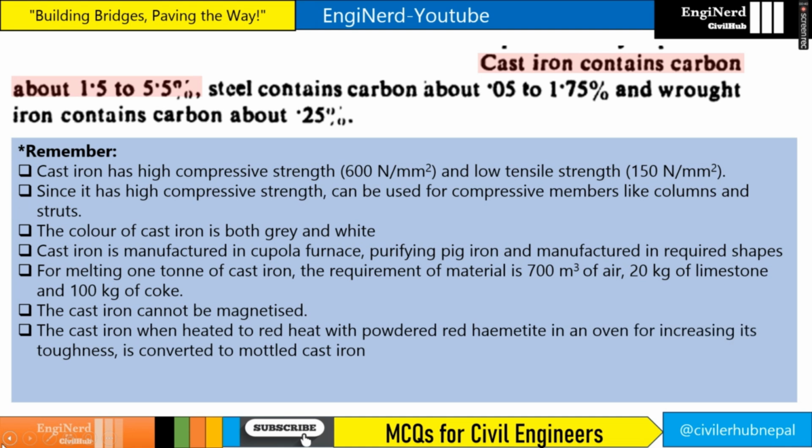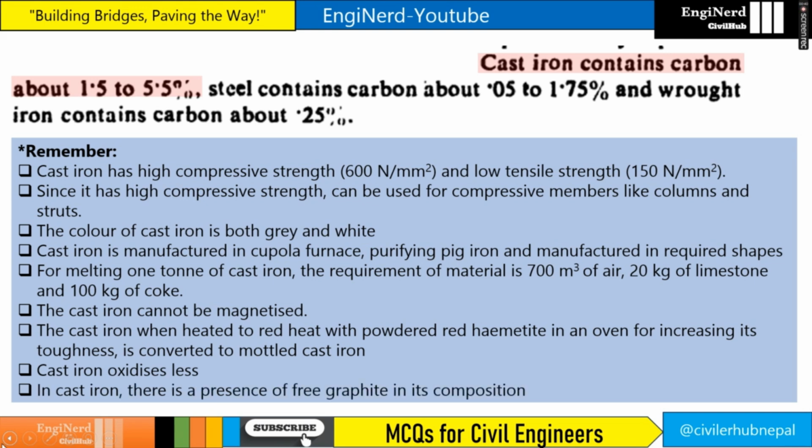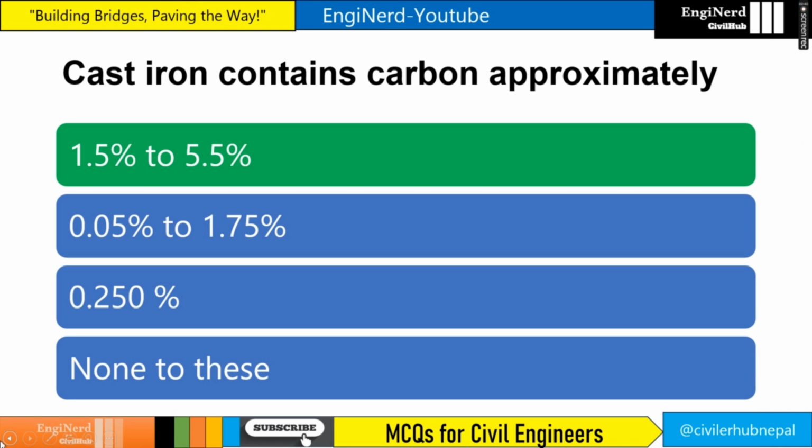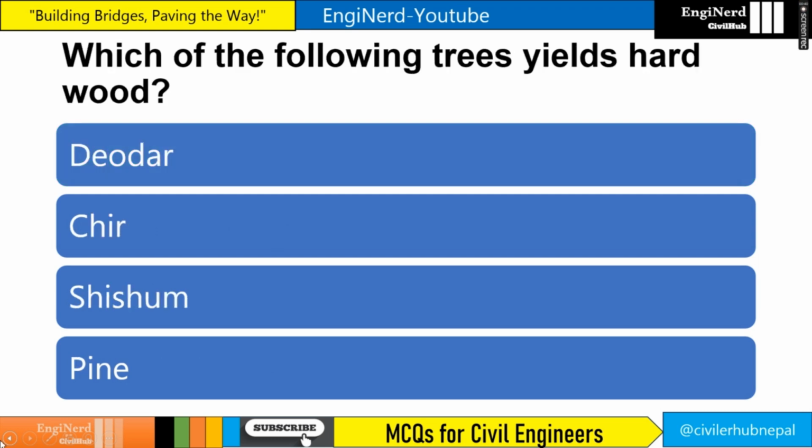The cast iron, when reheated with powdered red hematite in an oven for increasing its toughness, is converted to mottled cast iron. So this is also important. And cast iron oxidizes less. In cast iron, there is a presence of free graphite in its composition, and in mild steel, there is not a presence of free graphite in its composition. There is no free graphite in mild steel, but there is presence of free graphite in cast iron. So the first one is for cast iron, the second option is for mild steel, and third is for wrought iron. Which of the following trees yields hardwood?